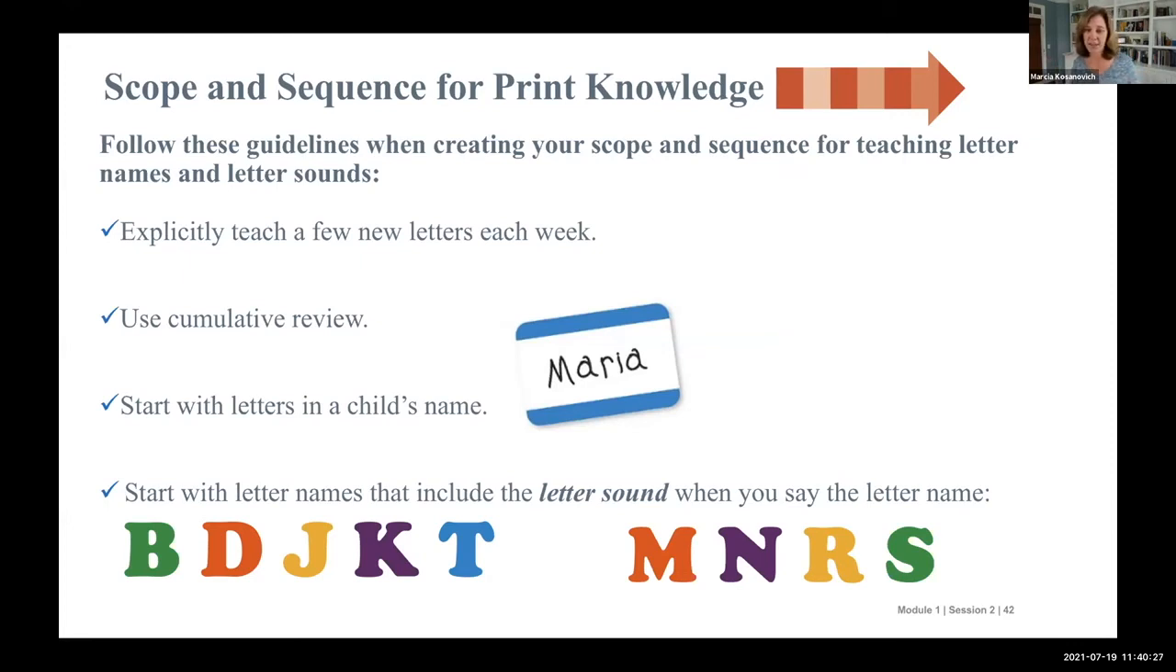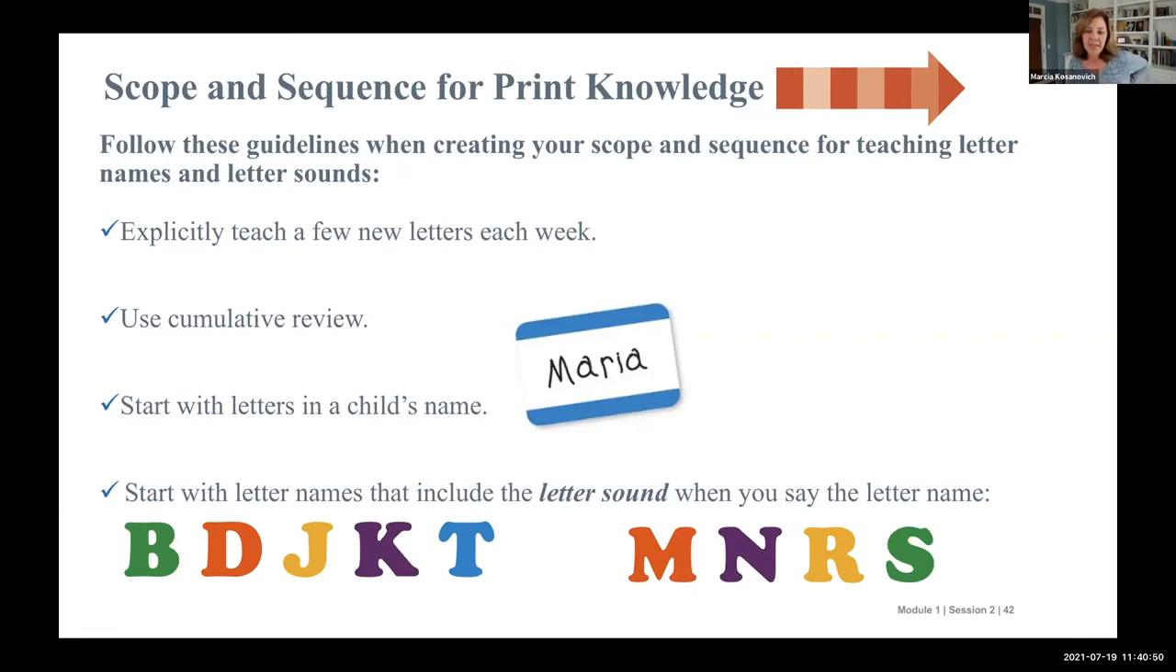Also starting with letter names that include the letter sound when you say them is helpful. For example, when you say B, the first sound you say is B. A non-example is the letter Y, because when you say the letter name for Y, you do not hear the sound. So the letter name is Y, the sound is Y. You don't hear it when you say the letter name.